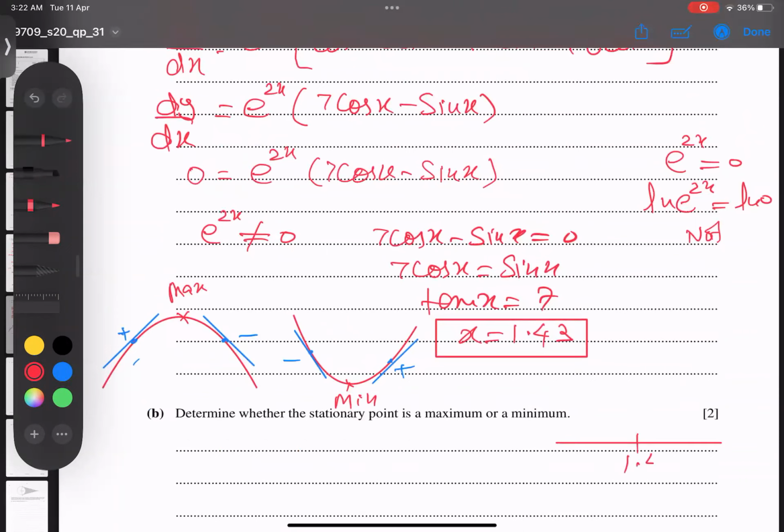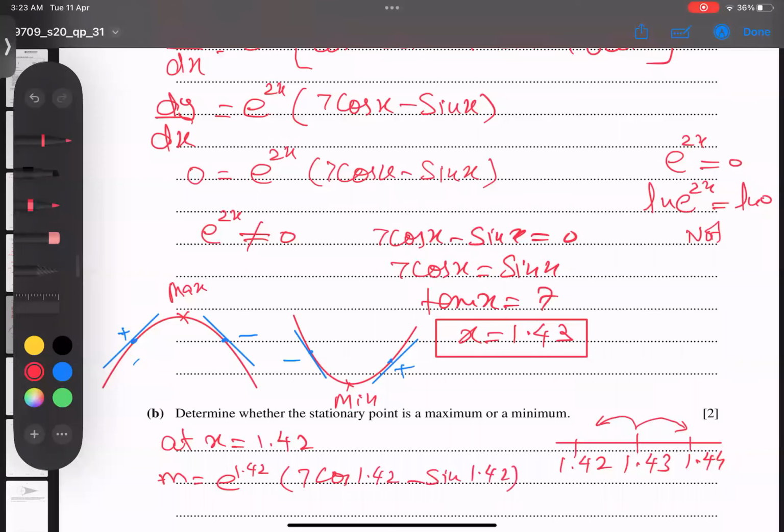So 1.43, just before 1.42, and just after 1.44. I hope you got the point. We can plug in the values and check what change comes, what difference is coming. So let's start. First of all, at x equal to 1.42, I'm going to plug in this place of each x. So let's find what the gradient becomes: e to power 1.42 times (7 cos 1.42 minus sine 1.42).